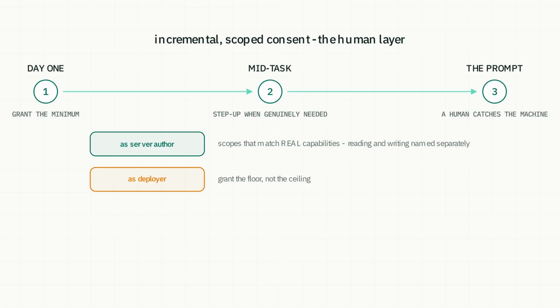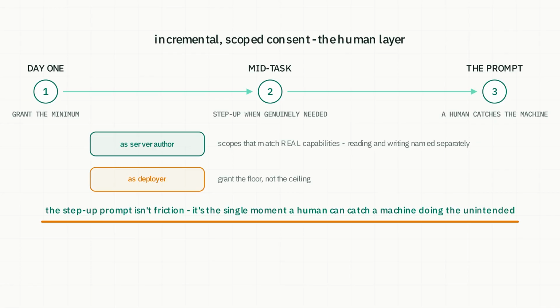As a server author, define scopes that match real capabilities. Reading notes and writing notes are different powers. Name them separately. As a deployer, grant the floor, not the ceiling. The step-up prompt in front of a user mid-task is not friction. It's the single moment where a human can catch a machine doing something the human never intended, and the whole architecture is arranged so that moment exists.